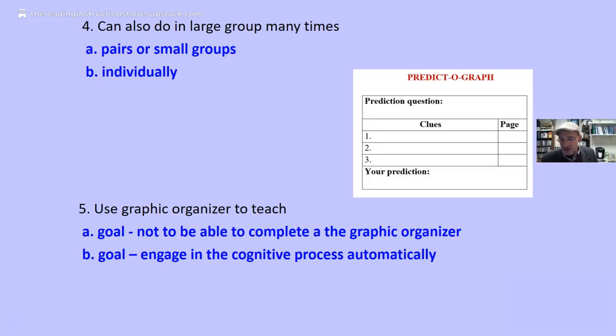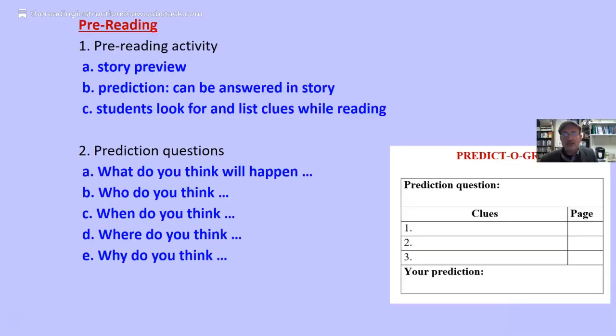Now, if you're working with younger students, you can do this in large group many times. You can stop, you can have the predictograph there, and together you can write in the clues. When I'm teaching this to older students, I also do this in large group many times, where we have the prediction questions, we fill in the clues, and teachers like students to list the page number so they go back to the text. And again, we use the graphic organizer to teach this cognitive process, but the goal is not to complete the graphic organizer, it's to engage in the cognitive process automatically. So that predictograph should become obsolete.